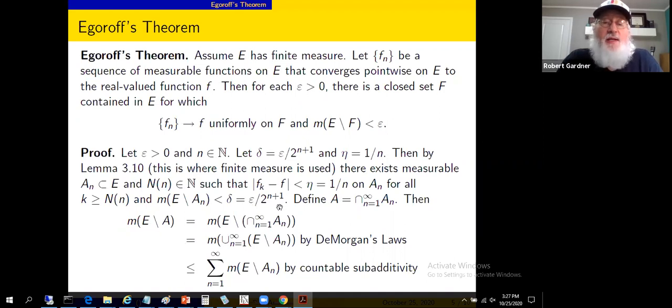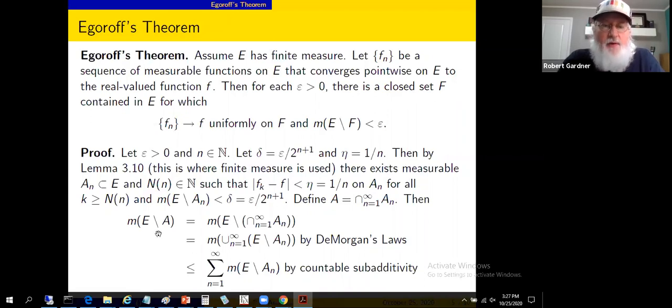We're pretty close to getting the measure of this to be little, but it's not set A we're interested in. Set A is a measurable set, right? Right. Each of the A sub n's are measurable. A is a countable intersection of measurable sets. Set A is measurable. We're looking for more than a measurable set. We're looking for a closed set.